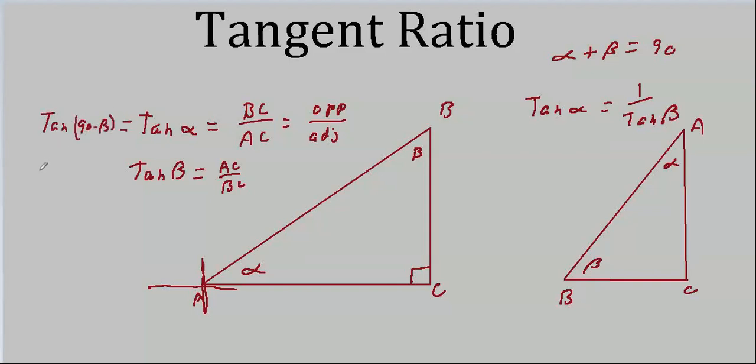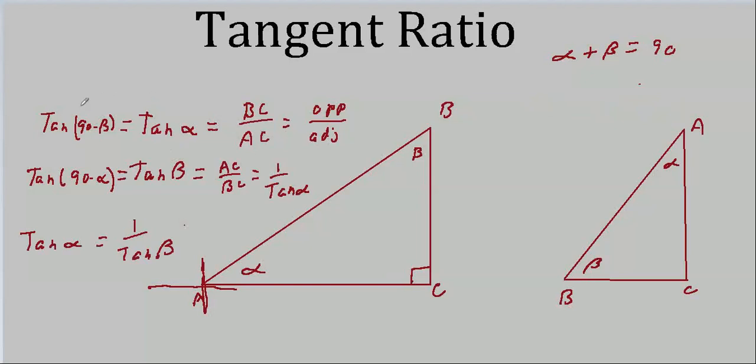And down here we can do the same thing, because they're complementary. So the tangent of alpha is the same as the tangent of 90 minus beta, which is also the same as 1 over the tangent of beta, which I wrote over here. Let's see.